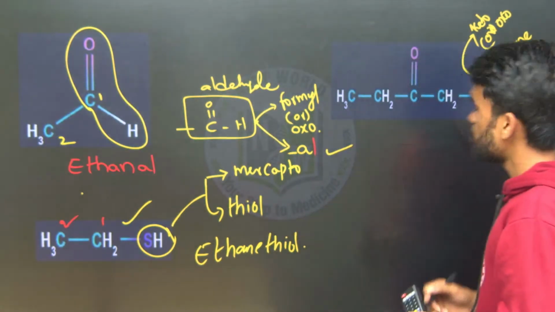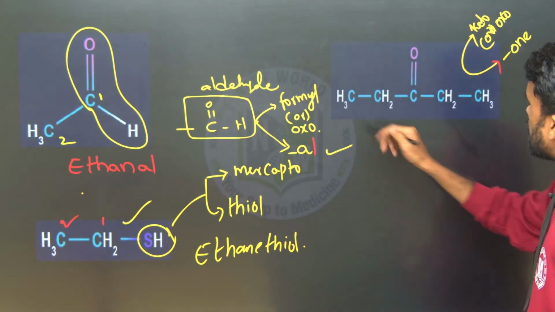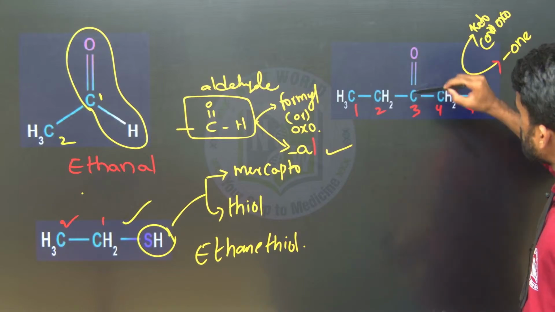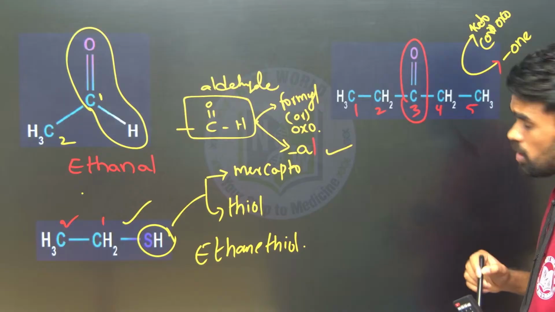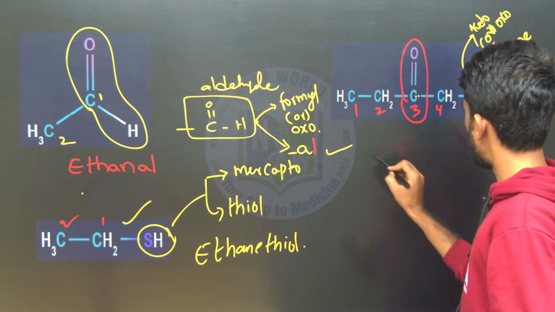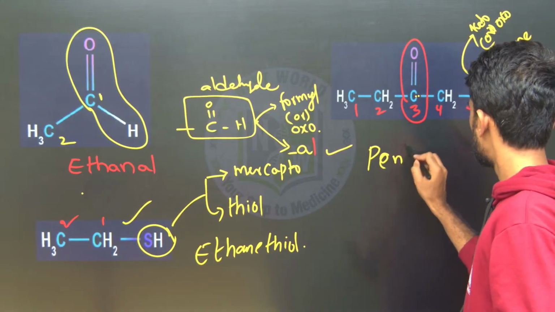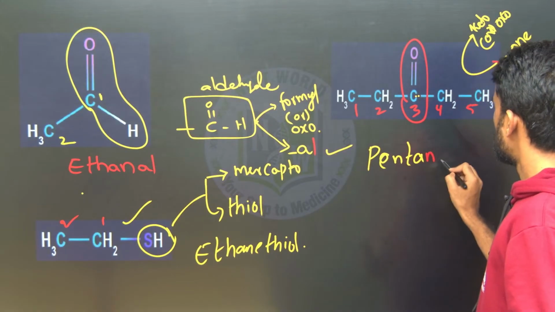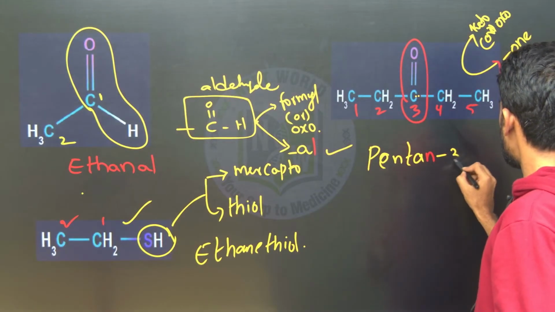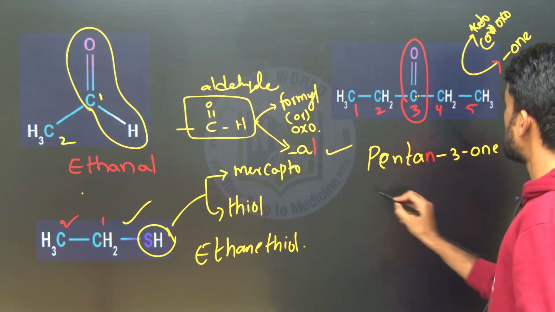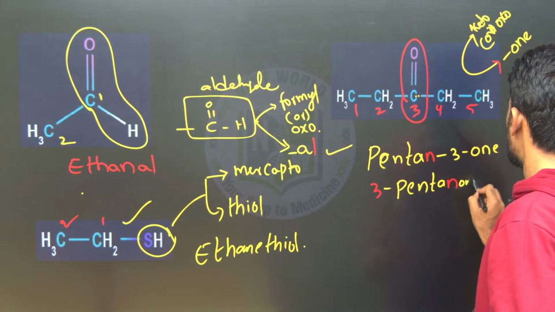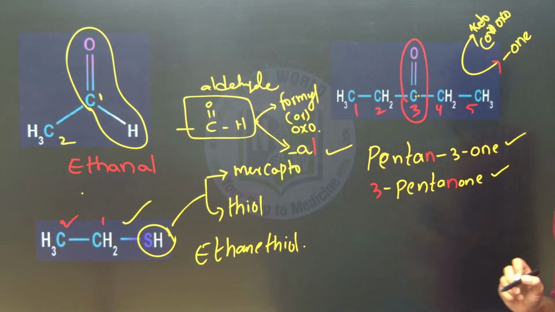Okay. So now the name of this compound, just tell me: 1, 2, 3, 4, 5. Our functional group is at the third carbon. The carbon is also included here, carbonyl compound. So pentane, what is the position of our group? 3. Pentane 3 one, or you can write 3 pentanone. Both ways are correct. Okay, clear?